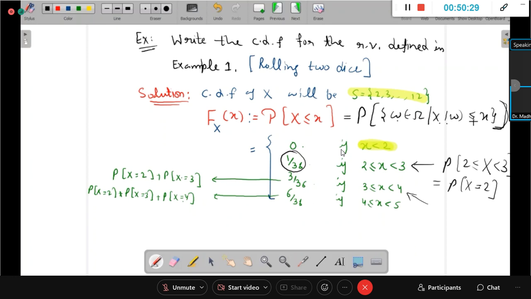So if you look carefully at the definition, it is 3 less than or equal to X(w) less than 4. Right? Or X(w) belongs to [3, 4). So it can take the value x equals 2 and it can take the value x equals 3, these two possibilities here. But both are mutually exclusive cases. So this is equal to probability of x equals 2 plus probability of x equals 3, and then you can fix their probabilities here. So that is going to be 3 by 36.